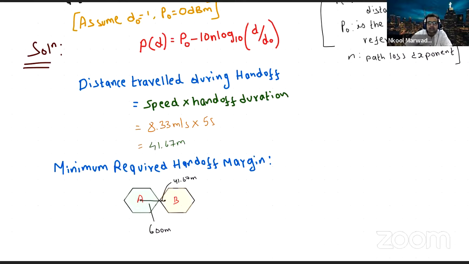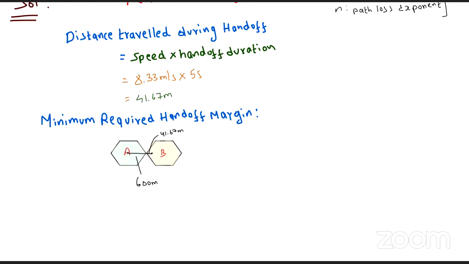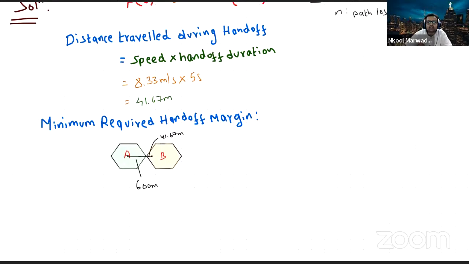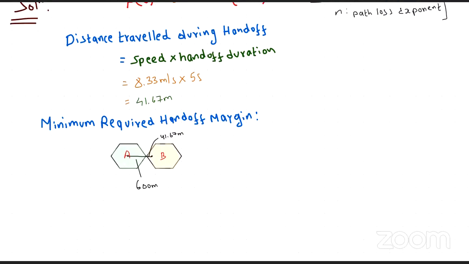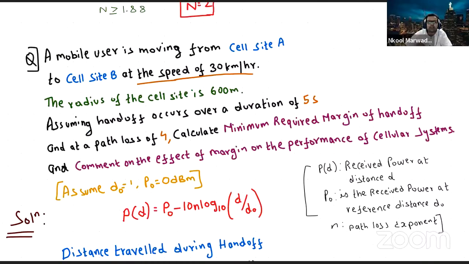So see, just understand this point. From center to the edge, the distance is 600 meter, and from the edge to the point to which the mobile station moved in 5 seconds, that is 41.67 meter. Are you convinced with this? Yes. Because 600, I am taking, because in the question it is given the radius of the cell site is 600 meter. It's given in the question itself.